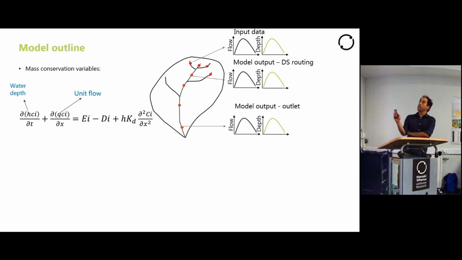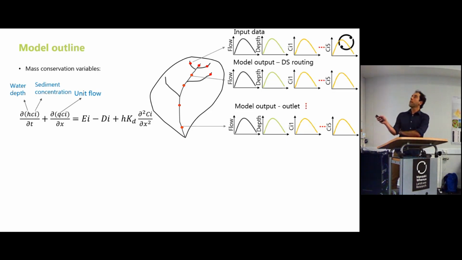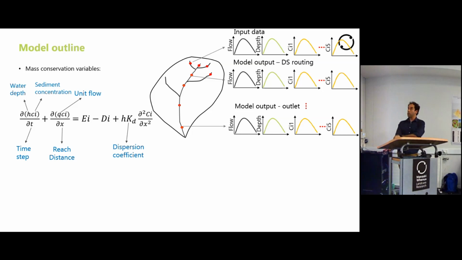So briefly talking about the model, it is a mass conservation model. It has the elements of depth and unit flow as the input of the model, and erosion and deposition, from which you can see the change in the mass on each reach. And then you have the dispersion coefficient in the model. So basically, when sediment is transported downstream, in addition to deposition, it will disperse as it goes down. And again, it has the time steps and distance steps that we can run it with.